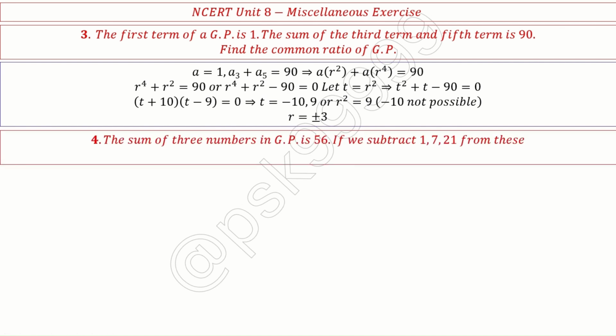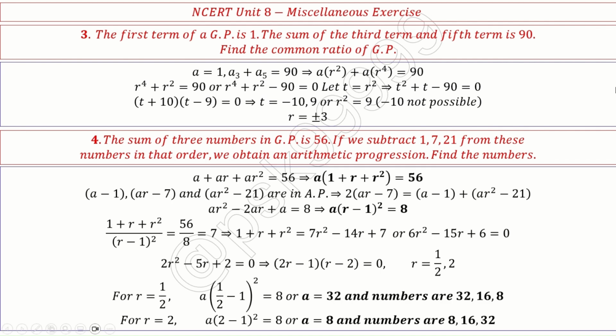Next, the sum of three numbers in a GP is 56. If you subtract 1, 7, 21 from these numbers in that order, we obtain an arithmetic progression. Find the numbers. Okay, this involves GP and AP, so do it carefully. a, ar and ar square are the three numbers I am assuming. The sum of these three is 56, which is a into 1 plus r square equal to 56. This is my first equation.